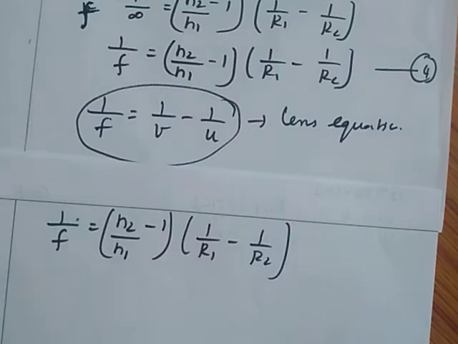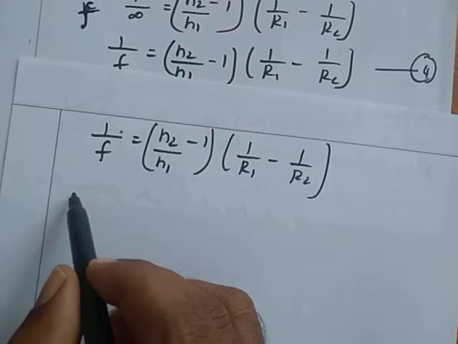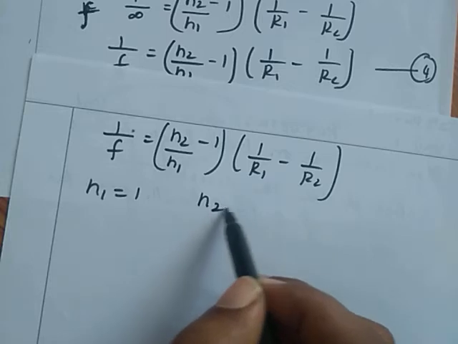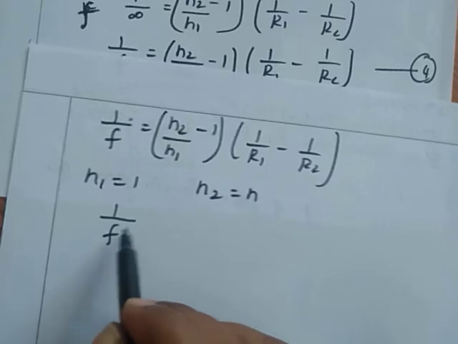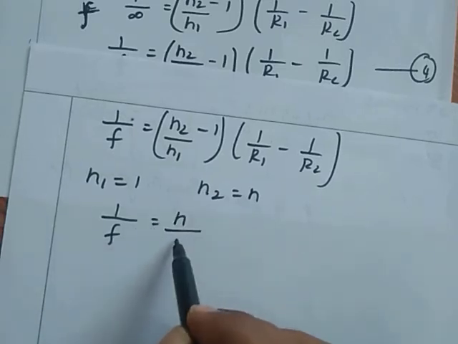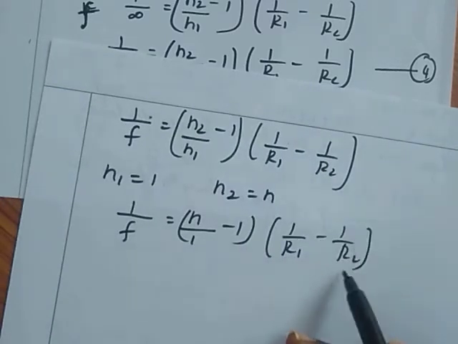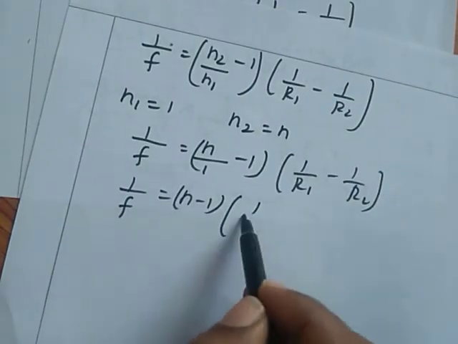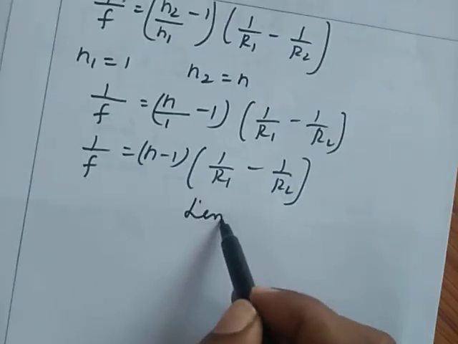Suppose I consider the first medium as air, so n1 becomes 1, and the second medium is a lens having refractive index n. Then the equation becomes 1 by f equals (n by 1 minus 1) times (1 by r1 minus 1 by r2). On solving this, 1 by f equals (n minus 1) times (1 by r1 minus 1 by r2). This is the lens maker formula.